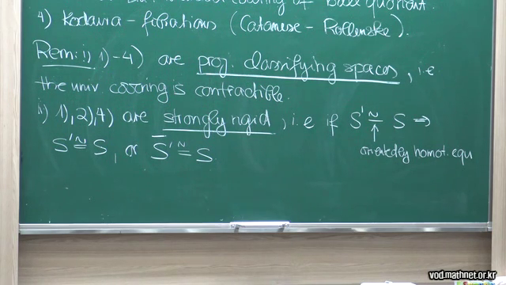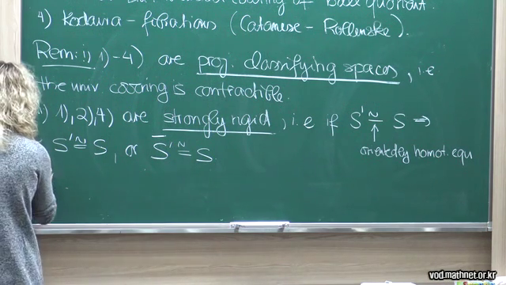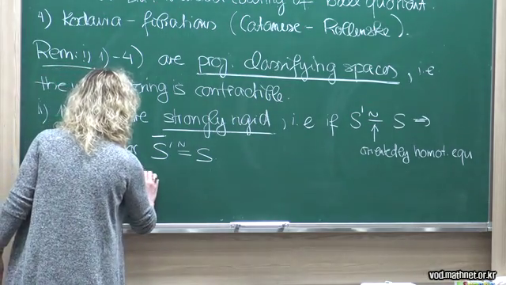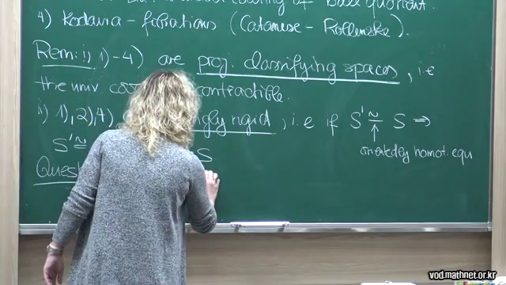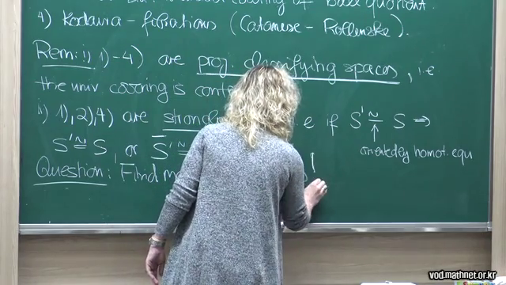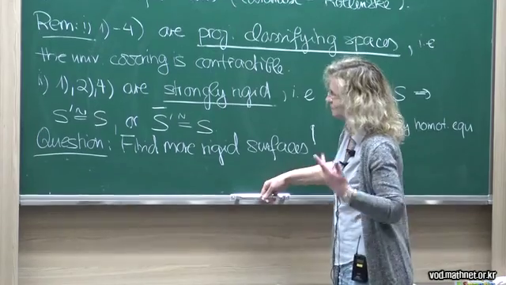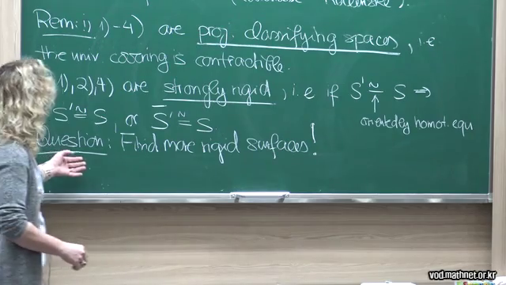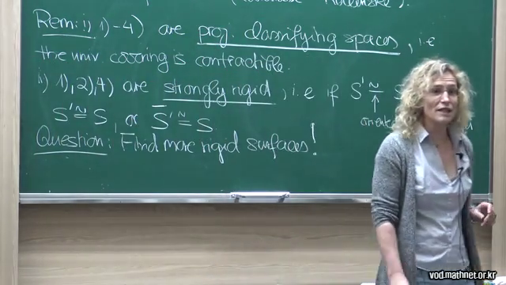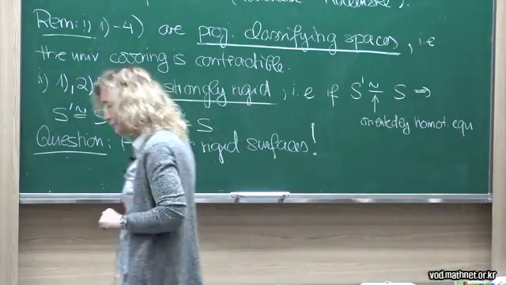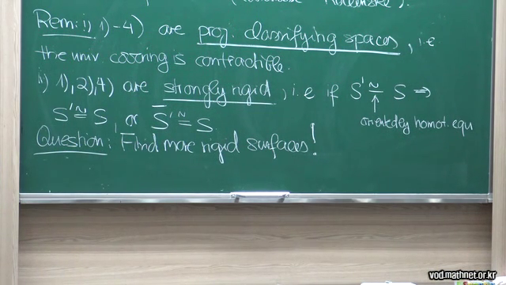Now, of course, if you have this rather short list, it's a natural question to ask: find more rigid surfaces. Well, it's not a question, one should do this. And then, of course, you can ask, are there also projective classifying spaces, or are there rigid surfaces which are not projective classifying spaces?